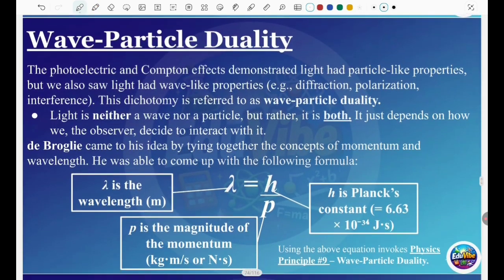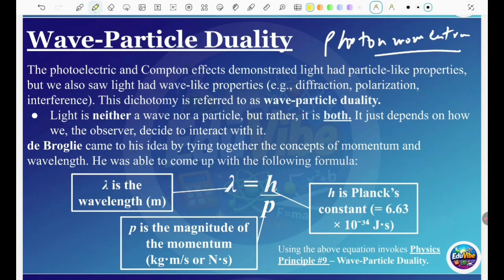The last topic we cover is wave-particle duality, where we do the photon momentum. Photon momentum is very important. Wave-particle duality says that the photoelectric and quantum effects demonstrate that light has particle-like properties, and also that light has wave-like properties in diffraction, polarization and interference. So wave-particle duality means that light is neither just a wave nor just a particle, but both. It depends on how we observe it or decide to interact with it.